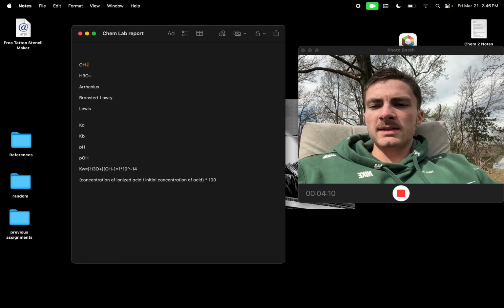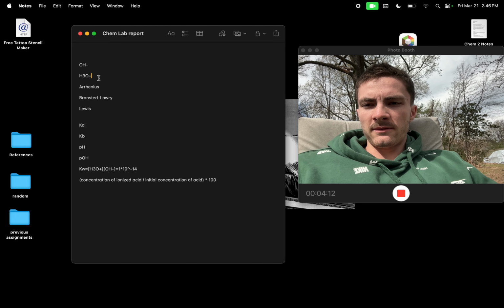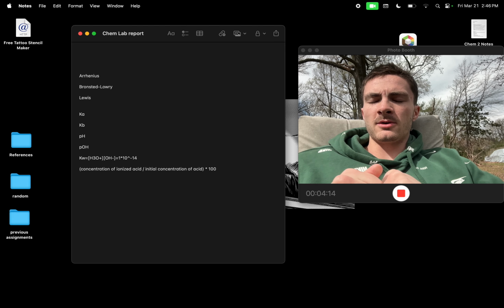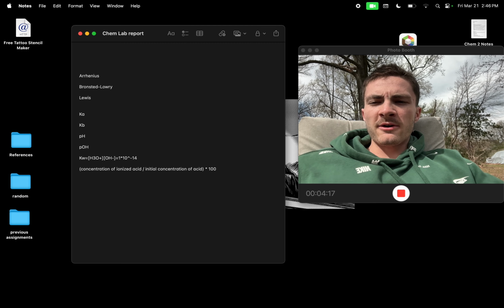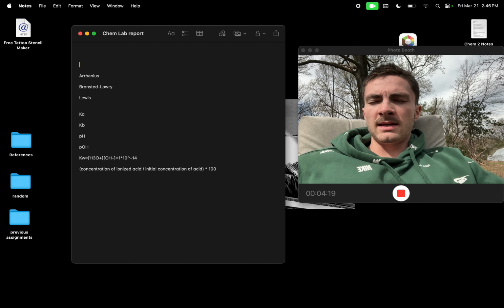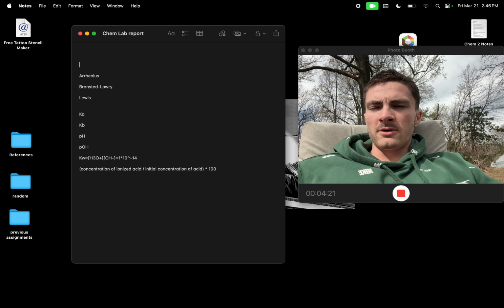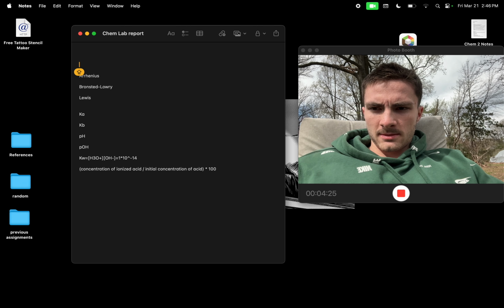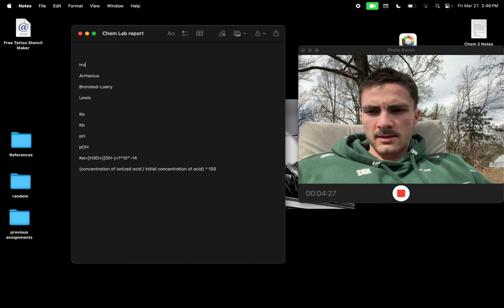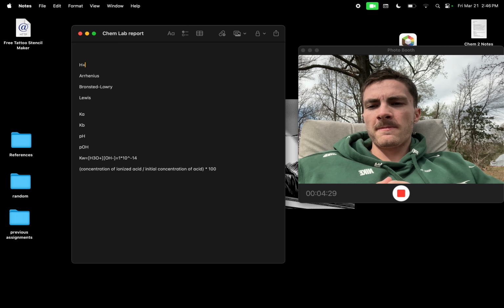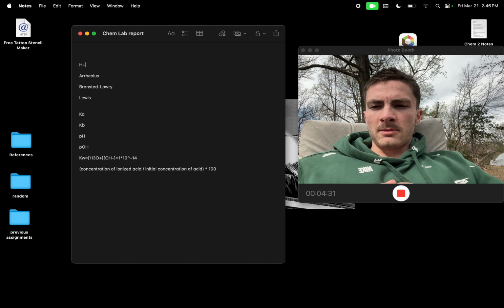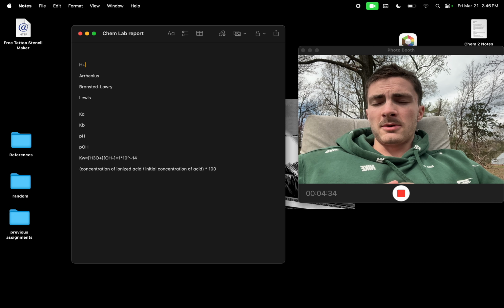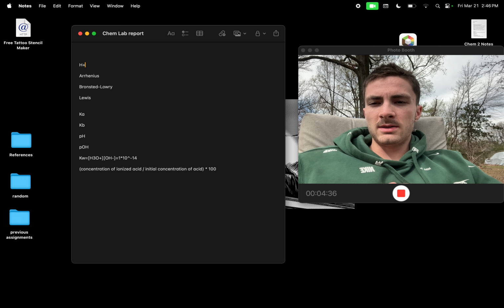So then we're talking about Bronsted-Lowry. Bronsted-Lowry is a little different. It's not specifically confined to aqueous solutions. A Bronsted-Lowry acid is anything that is a proton donor. By proton donor, I mean a hydrogen ion donor. And a Bronsted-Lowry base is anything that's a proton acceptor, right? So one donates, one accepts.